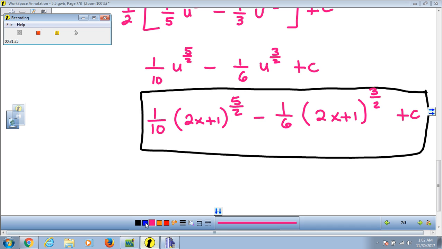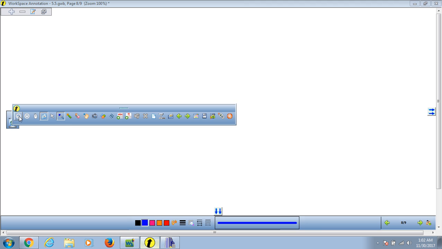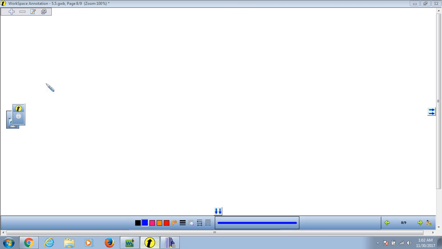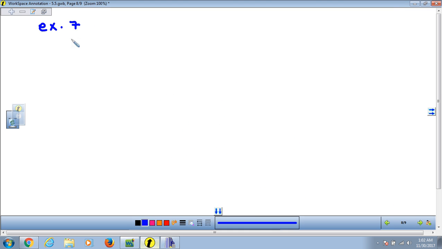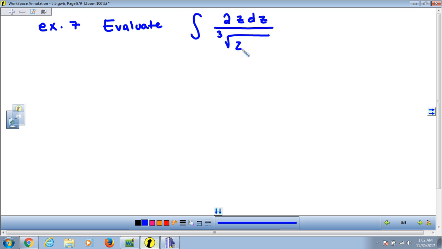So next problem, where's my toolbar? Over here. So one more page. This is going to be example 7. Yep, example 7. And this will be this one. Evaluate the integral of 2z dz over the cube root of z squared plus 1. Okay.